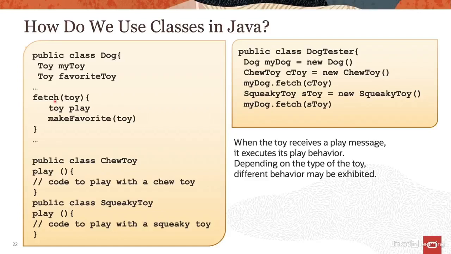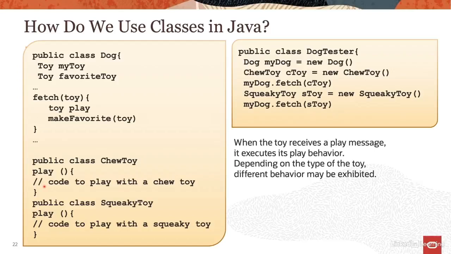And we can see that it has a method called fetch. Fetch would take a toy and then say to that toy, I want to play with you, and then maybe make it its favorite toy. Down here we see a chew toy class, which has a play method. Here there's the code to play with a chew toy, and here we have a public class squeaky toy, which would have the code in order to play with a squeaky toy. Notice both chew toys and squeaky toys have the same behavior, the same method play, even though the code is probably different.